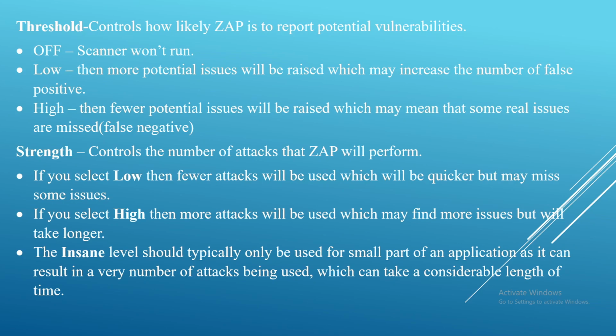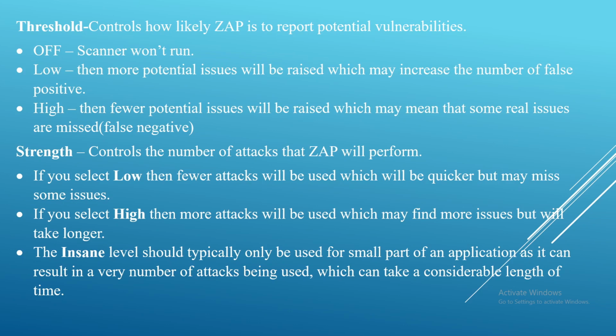So that means it will find the maximum number of potential issues if you set the threshold to low. If you set the threshold to high, fewer potential issues will be raised. That may mean that some real issues are missed. That means very few potential issues will be raised when we set the threshold to high.